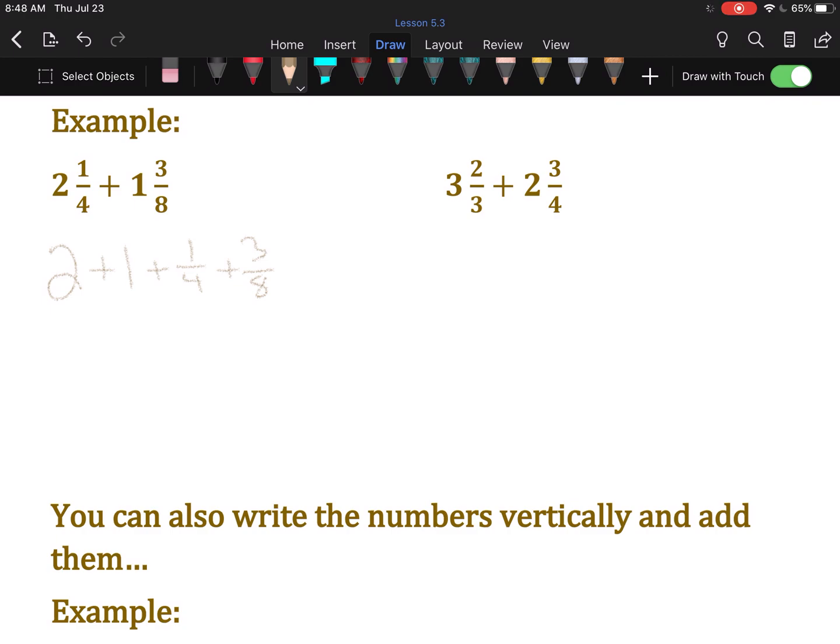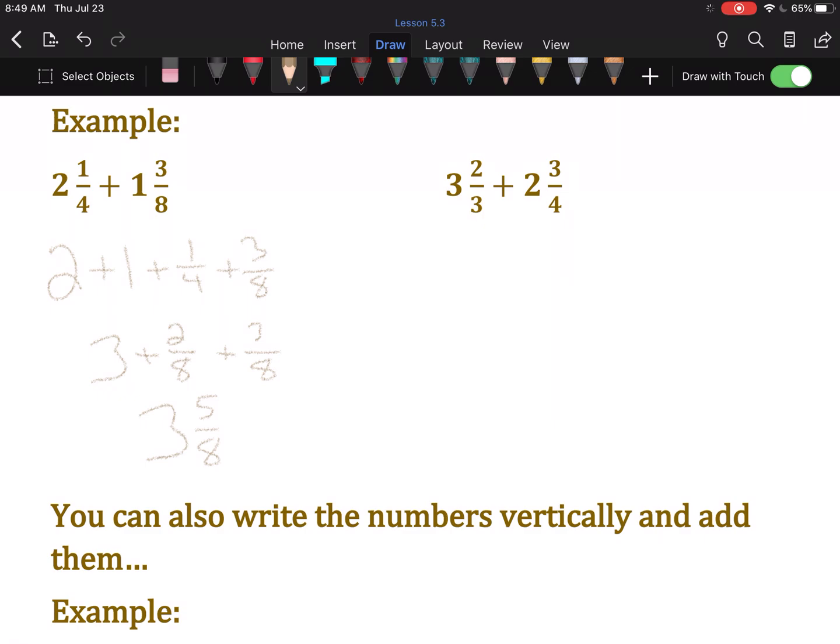I could say, okay, this is going to be 2 plus 1 plus 1/4 plus 3/8. 2 plus 1, of course, is 3. The fractions I can't combine yet because they don't have a common denominator. The common denominator is 8. So the 3/8 doesn't even change here. 4 becomes 8 in this middle fraction by doubling, so I'll double the numerator. 1 will become 2. Now, 2/8 and 3/8 is 5/8. So when combined, those are 3 and 5/8.